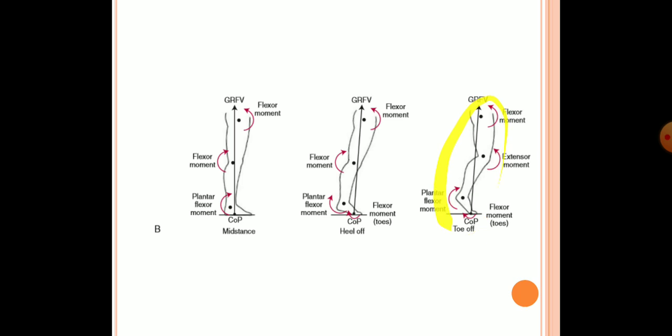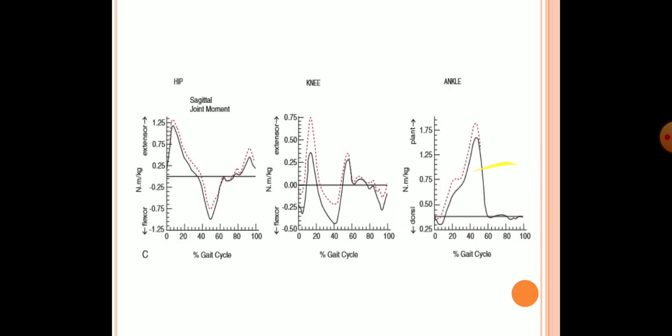In the toe off also something similar happens, but only in the knee joint there is a change. In the toe off phase the ground reaction force in the knee joint is passing posterior to the knee joint, and because of that it will produce an extensor moment.